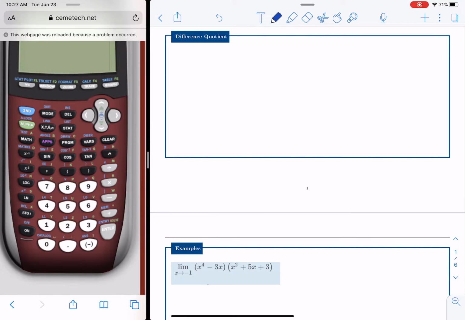The difference quotient. The difference quotient is simply the slope of a secant line of a function written in a different way. So suppose we have a function and I'm going to pick 2 points, x and x plus h. h is some real number.